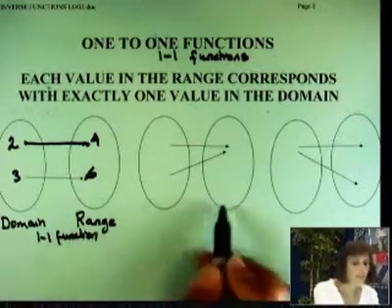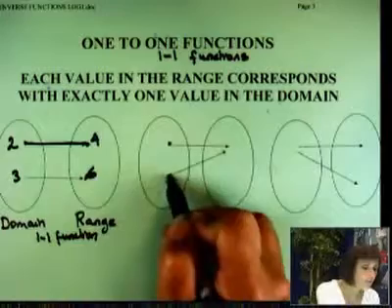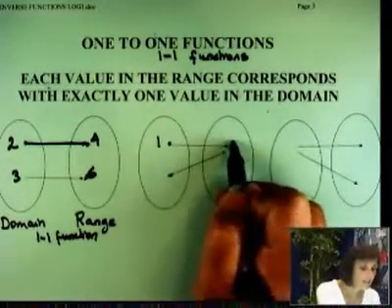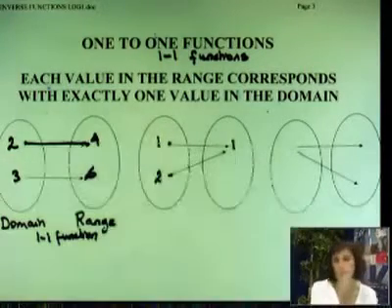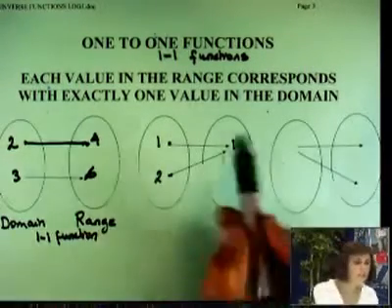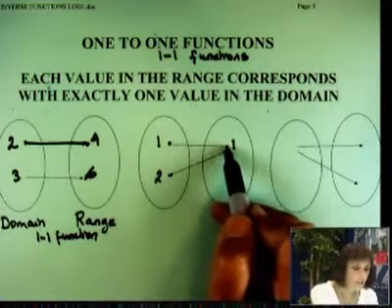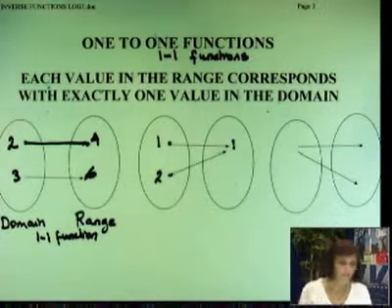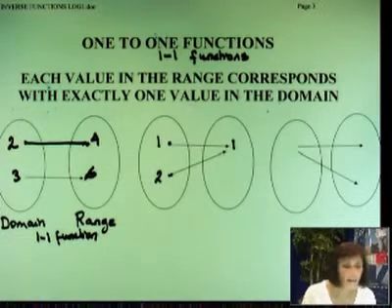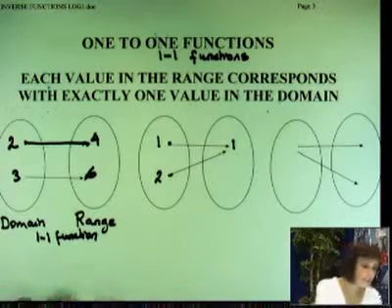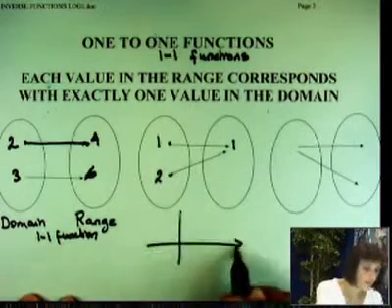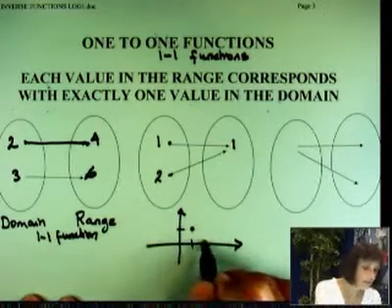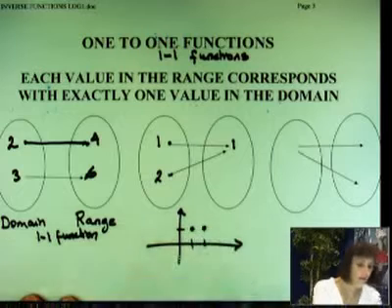Now let's think of something like this. You have 2 values and they all go to something. Let's say I go 1 and then this one goes to 1 and then 2, this goes to 1 as well. So let's see. Each value in the range corresponds with exactly one value in the domain. Okay? What does that mean? Is that a one-to-one function or not? So let's look at this. If I were to do this, let's say 1 goes to 1, and 2 goes to 1.